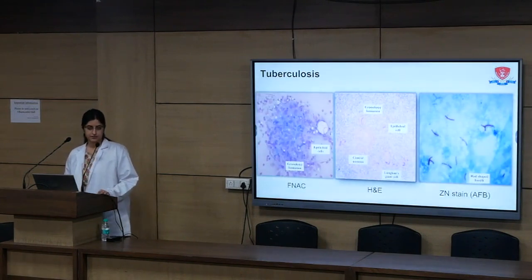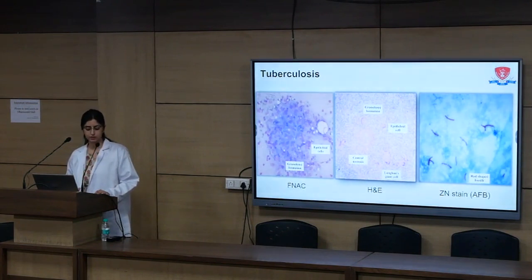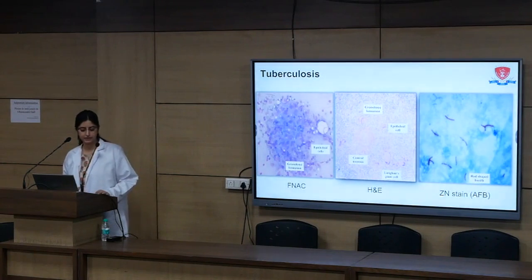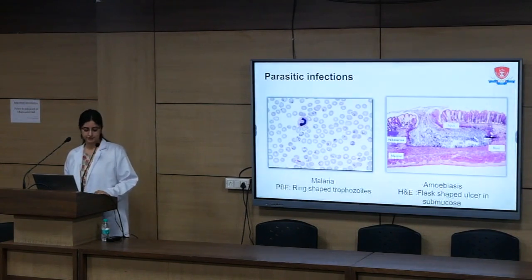Now tuberculosis can be diagnosed on an FNAC as we can see a granuloma formation and epithelioid cells. Then on an H&E, we see over here a central necrosis, a granuloma formation, epithelioid cells and Langerhans giant cells. They are also called horseshoe shaped because the nuclei are arranged on the periphery. Then the special stain for TB is Zn stain for the AFB, in which it appears as red colored rod shaped bacilli.